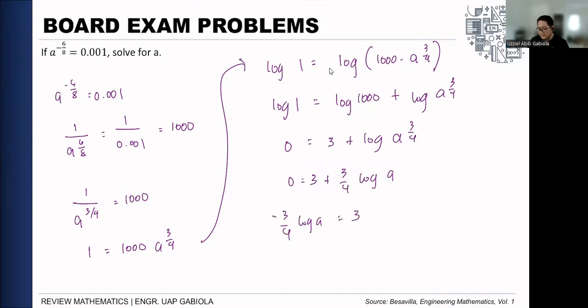Okay, ngayon pwede natin eliminate yun. Magiging siyang cross multiply natin by negative 4/3 para maging 1. So, log of A is equals to negative 4. Magka-cancel yung 3. No? Tapos, ano nang gagawin? Anong pwedeng gawin?